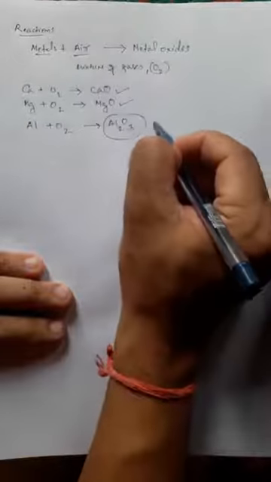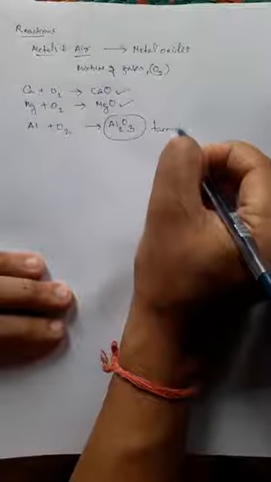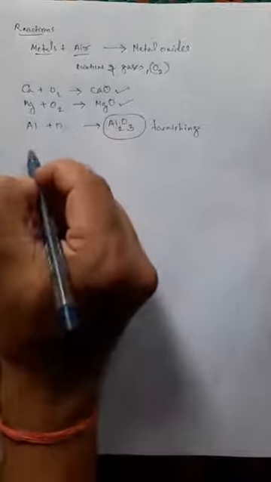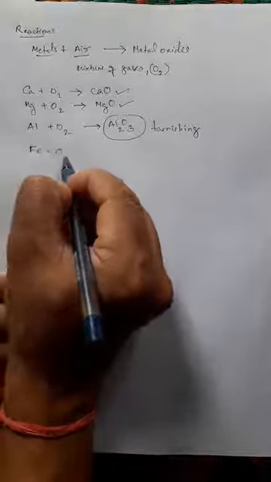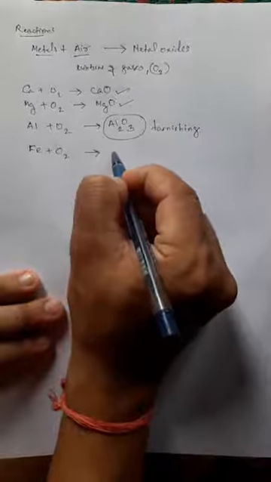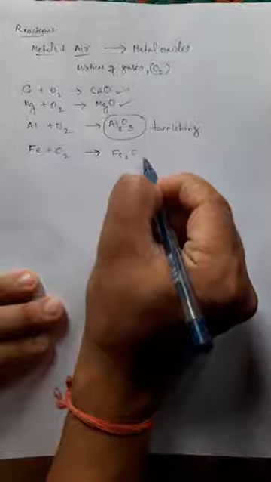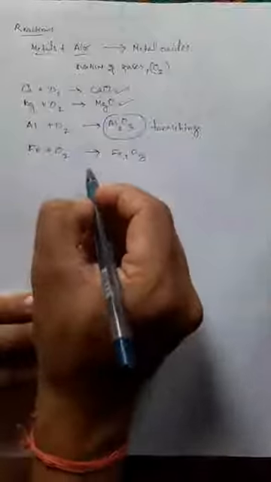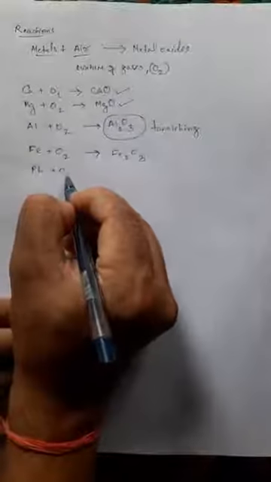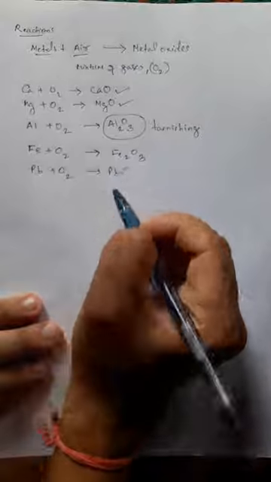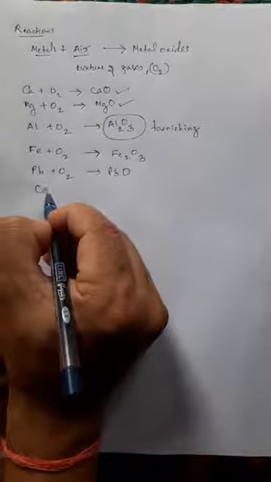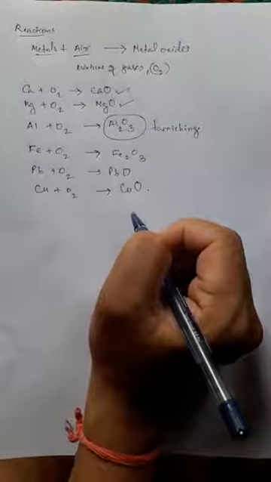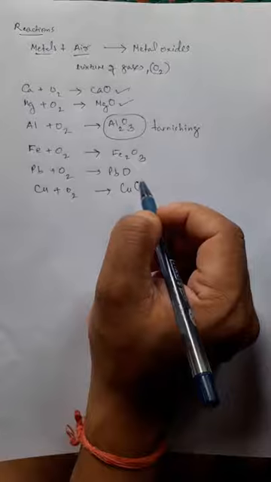We call this tarnishing. Iron reacts with air to give you iron oxide, Fe2O3. Likewise, lead oxide, and finally copper reacts with air to give you copper oxide. Okay, so it's very important.